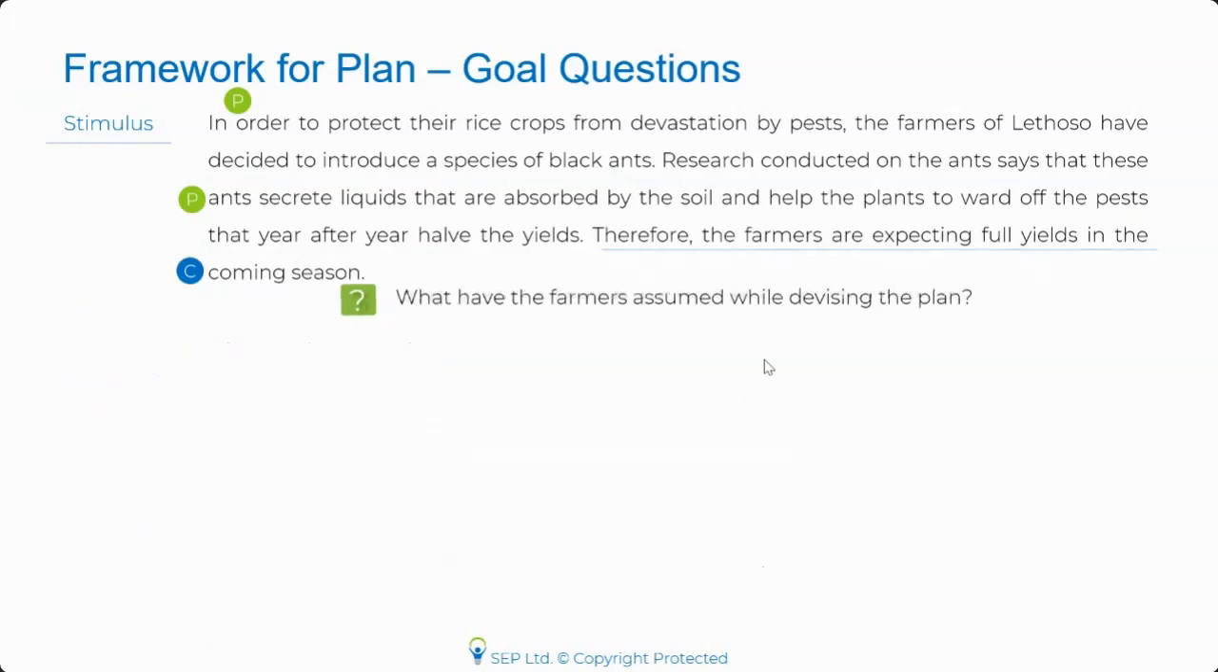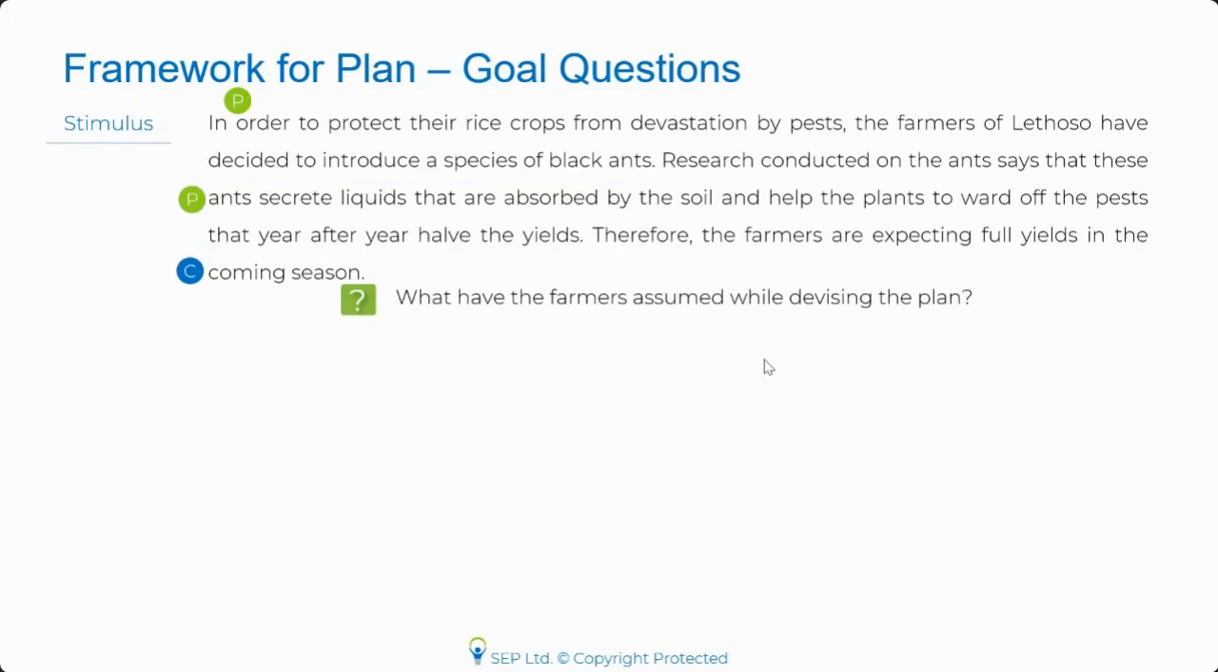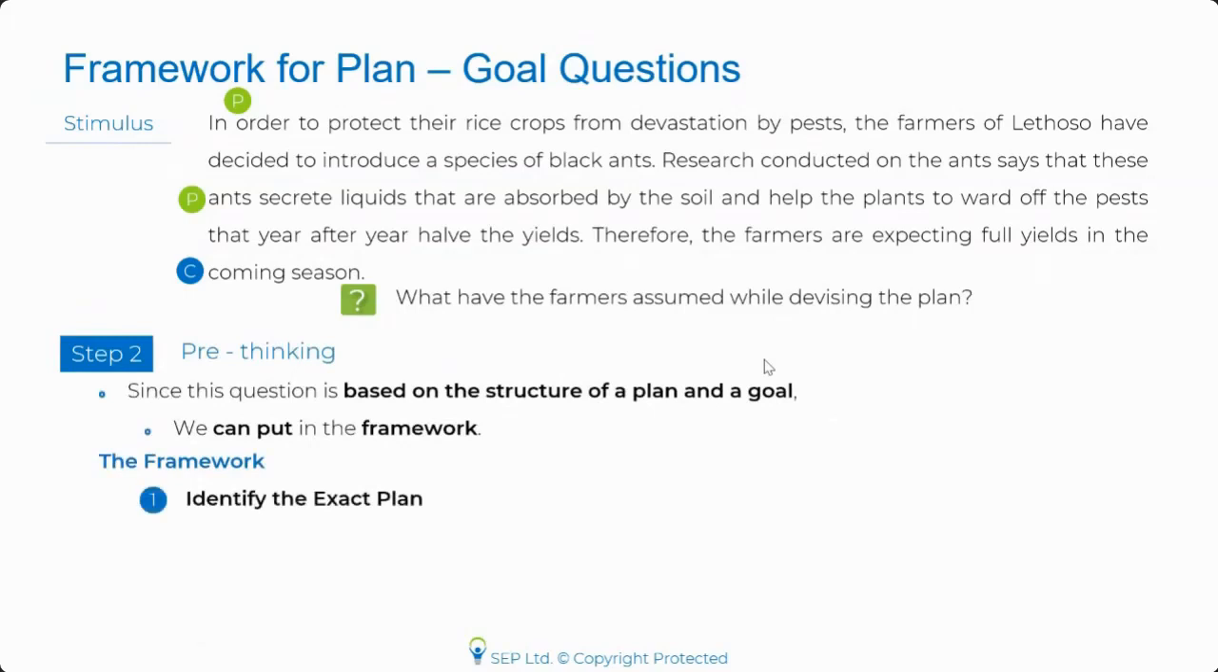Now, here comes the framework, guys, okay? So now that we have established that it's a plan and goal type of question, you can think of putting in the framework. Whenever you are analyzing a question and you realize there is a plan and goal out there, and you need to understand things about the plan and the goal, you can put in the framework. Okay. The first step is to identify the exact plan. Now, a lot of you might think, what does this mean?